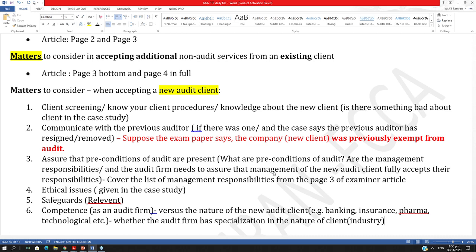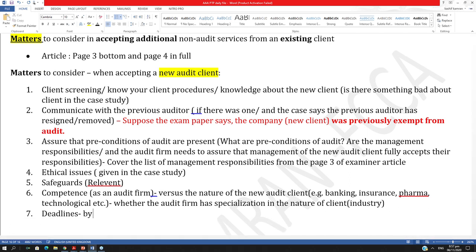And again, please do read the examiner article. You also need to look at the deadlines when the new client comes to you. By when does the new client want the audit to finish, and is the deadline realistic? Because if the deadline is realistic, then only you will accept the client. But if the deadline is unrealistic, you will not, because the quality of the audit will be compromised. If the deadline is unrealistic, you will perform the audit in a rush, and that will compromise the quality. So you should consider whether the deadlines given by the new client are realistic when accepting a new audit client.